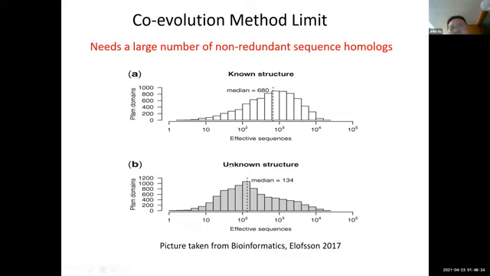Yeah, so this means the global statistical methods are not very useful in practice. So we need another method to handle those families without many sequence homologs. So this is why we wanted to develop a better method to do the contact prediction.